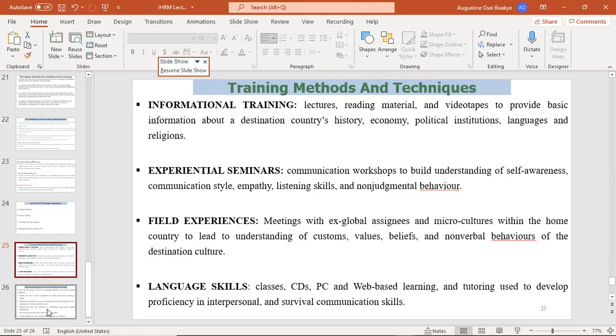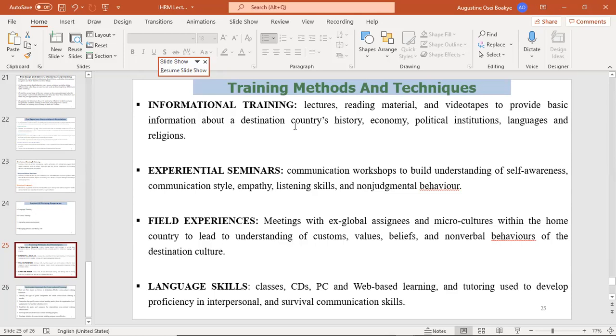And these informational trainings can be disseminated through lectures, through reading materials such as books, journals, and articles, and it could also be administered through videotapes, which are recorded to provide basic information about the destination country's history, economy, political institutions, language, and religion. Then we also have experiential seminars.